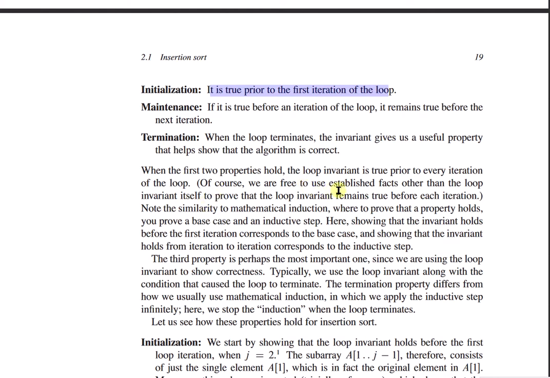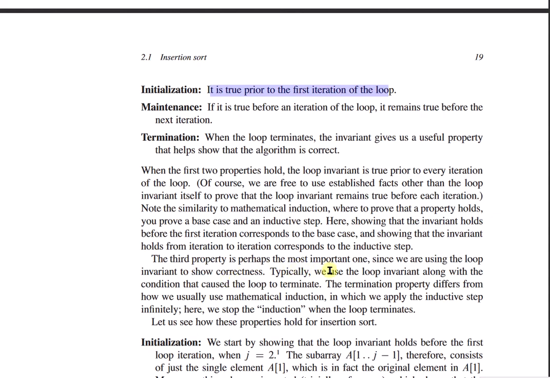And of course, we are free to use established facts other than the loop invariant itself to prove that the loop invariant remains true before each iteration. Note the similarity to mathematical induction, where to prove that a property holds, you prove a base case and an inductive step. Here, showing that the invariant holds before the first iteration corresponds to the base case, and showing that the invariant holds from iteration to iteration corresponds to the inductive step.